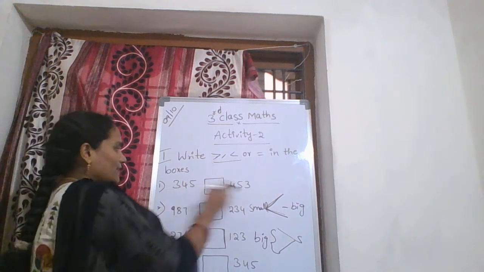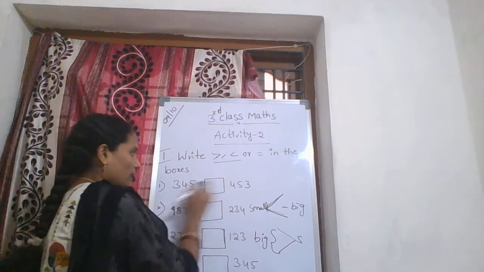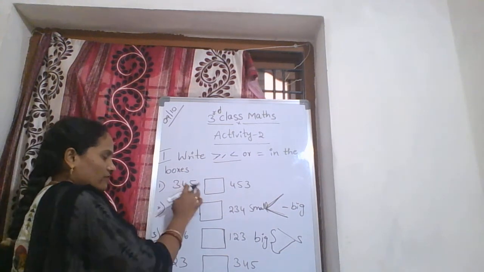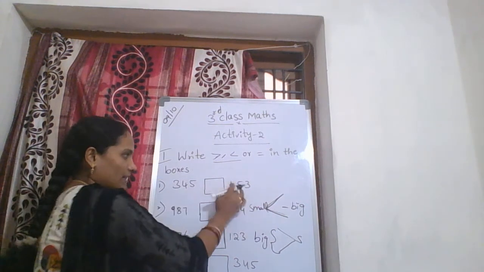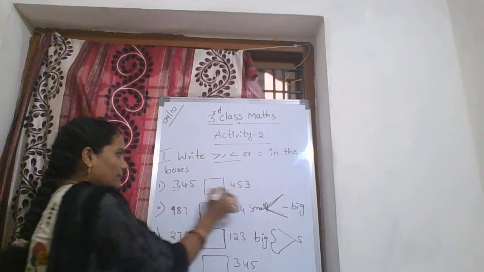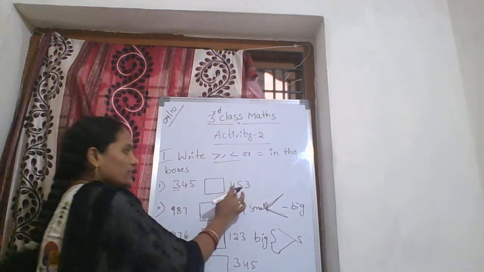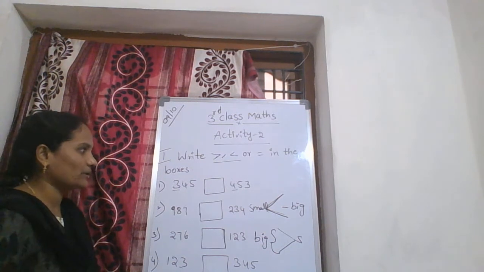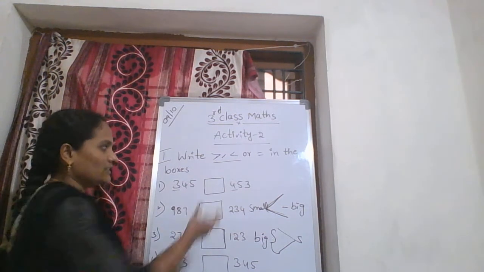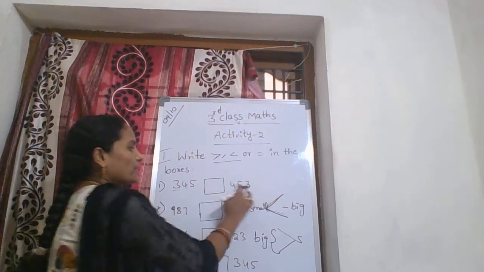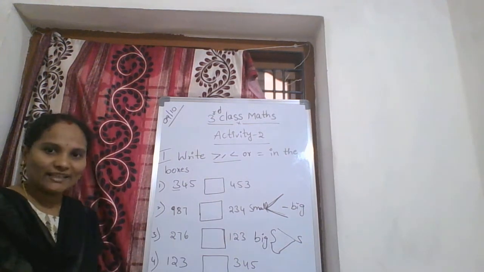Okay, now comparing these two numbers, both have 3 digits. That's why you compare in the 100s place. 1's, 10's, 100's. Both are 100s place values. First you compare the 100s place. Here 3 is there. Here 4 is there. Now tell me children, which one is the big number? 4. So this 4 is the big one. That's why 453 is the big number.